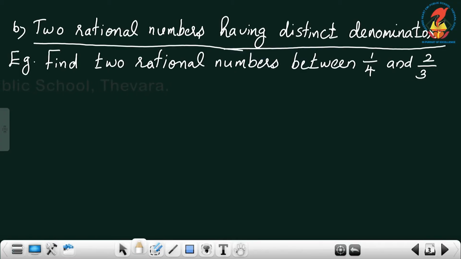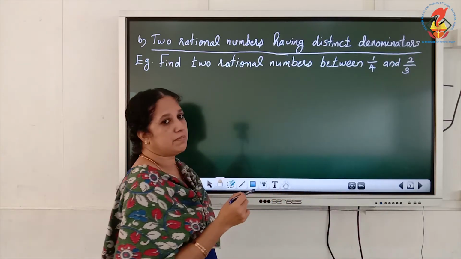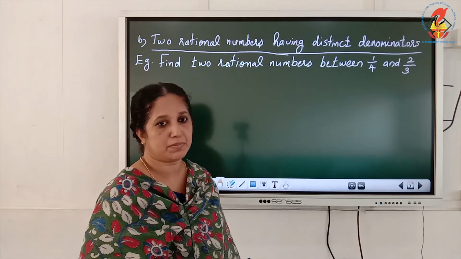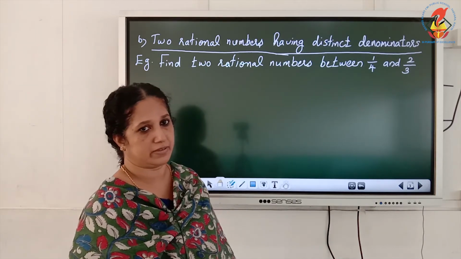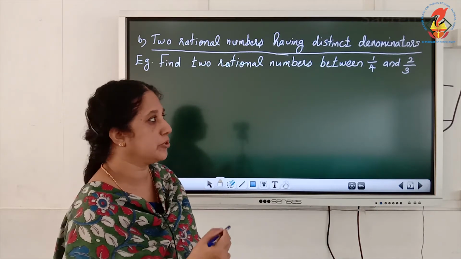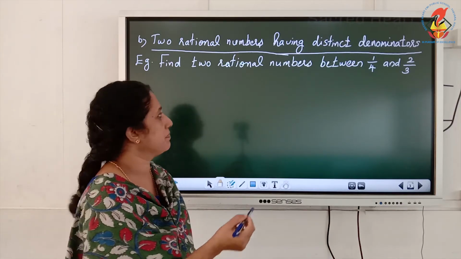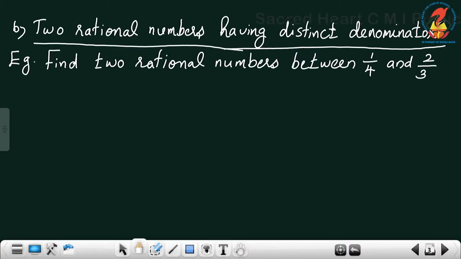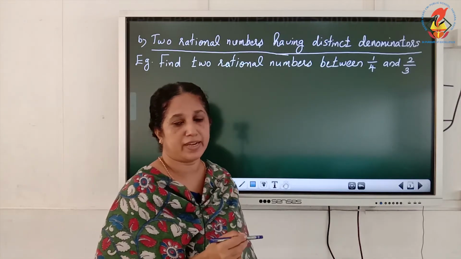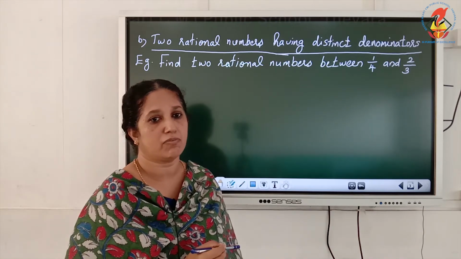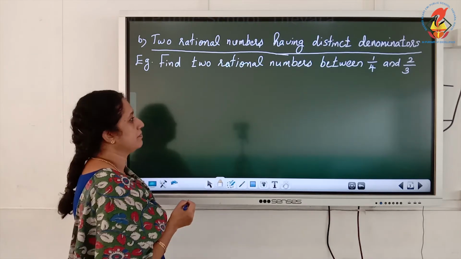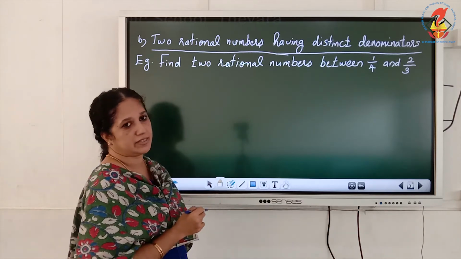Now the second case, two rational numbers having distinct denominators. What is meant by distinct? Distinct means different denominators. The meaning is that the denominators are not same. Example, find two rational numbers between 1/4 and 2/3. Here the denominators are different.